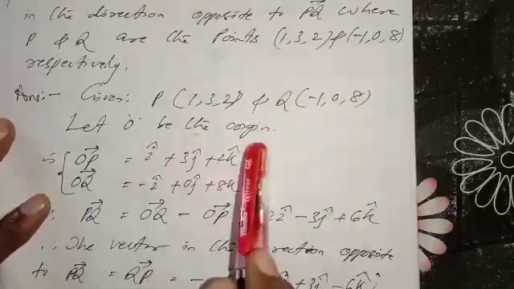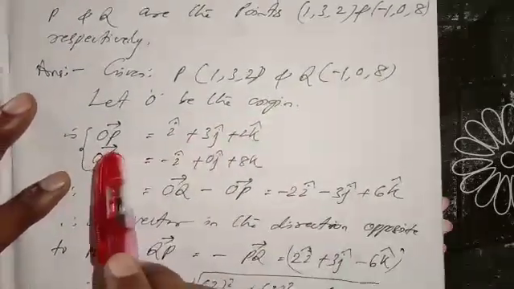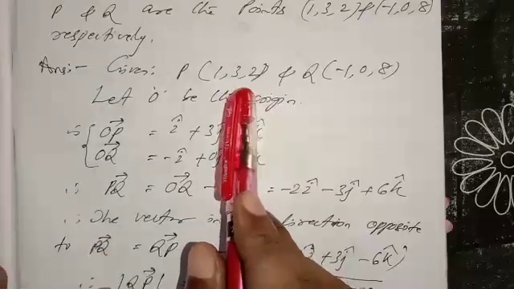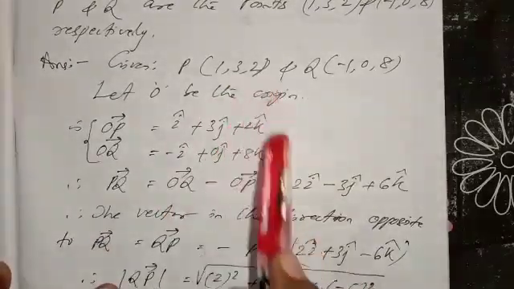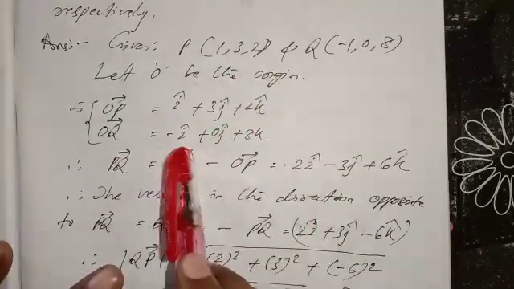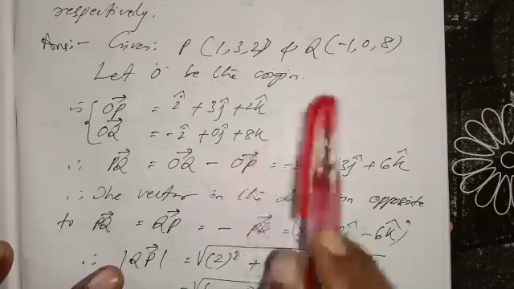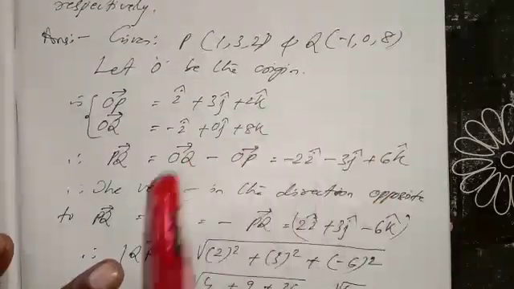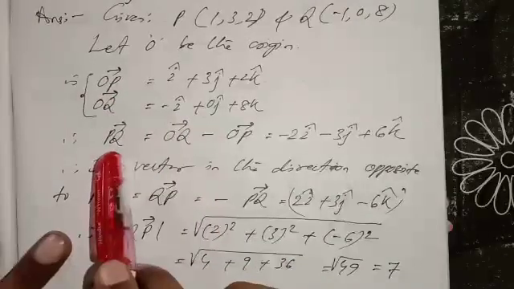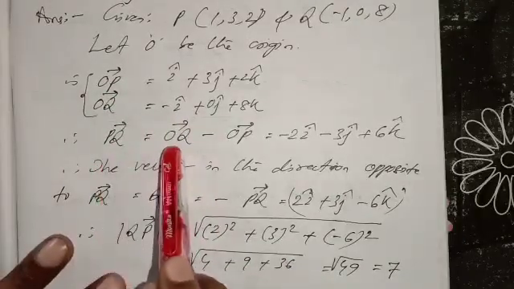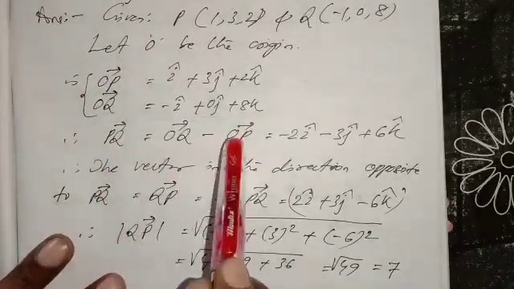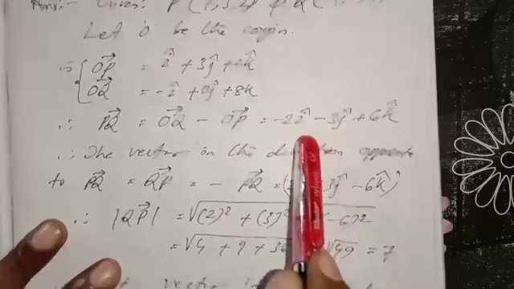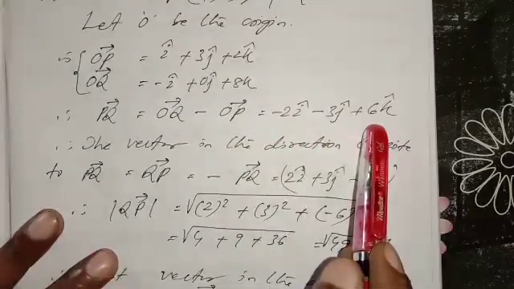So let O be the origin, your reference point. OP will be how much? In ijk form you write i plus 3j plus 2k, and OQ will be minus i plus 0j plus 8k. After finding OP and OQ, then find PQ. PQ will be OQ, the position vector of Q, minus the position vector of P. In this we are getting minus 2i minus 3j plus 6k.